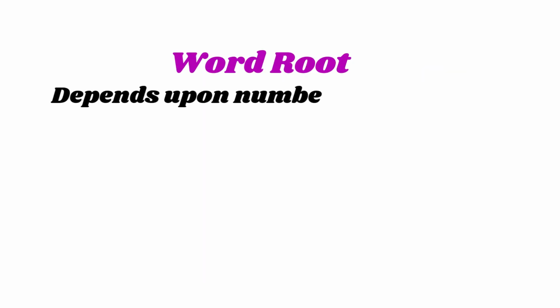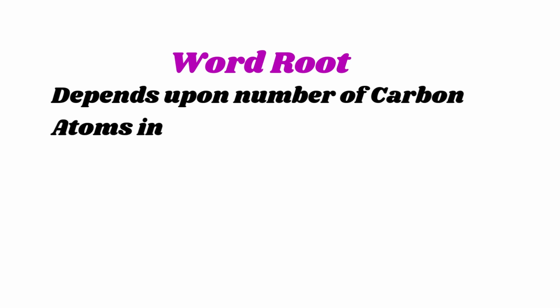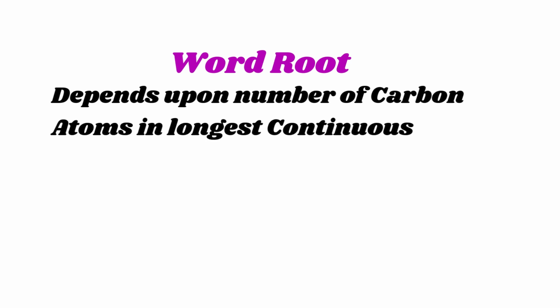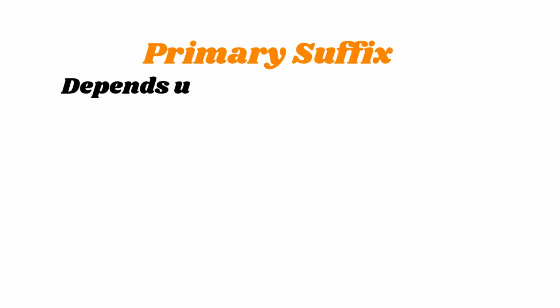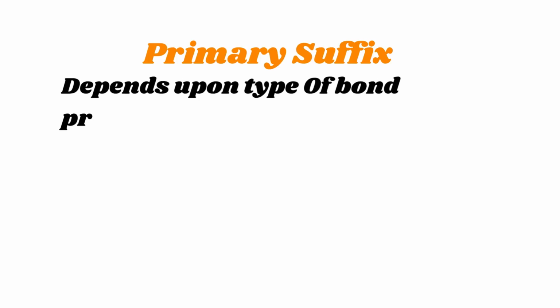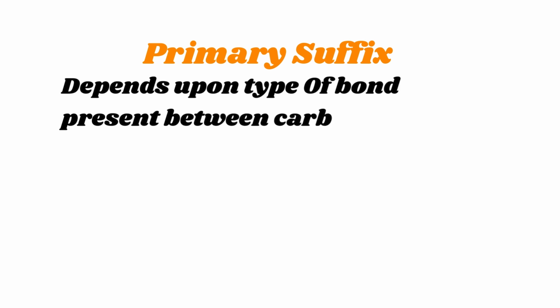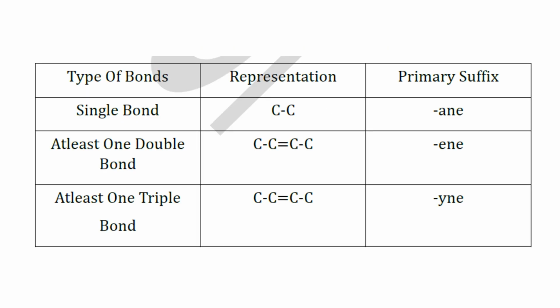Next is word root. Word root depends upon number of carbon atoms in longest continuous chain. Please pause the video and copy the chart in your notebook. You can memorize it later. Next is primary suffix. Primary suffix depends upon type of bond present between carbon-carbon atoms. Please pause the video and copy the chart in your notebook. You can memorize it later.